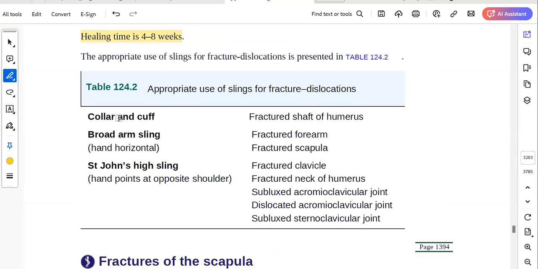Now this is where they have given the specific name of the sling, so you need to remember it. For fracture clavicle, the sling that we use is St. John's sling. For fracture neck of the humerus, it is the same sling. For fracture scapula or forearm, we use a broad arm sling. For fracture shaft of the humerus, it's collar and cuff. So you can remember the common ones: shaft of the humerus, neck of the humerus, and clavicle. These are common, so just remember the sling that we use in these patients.